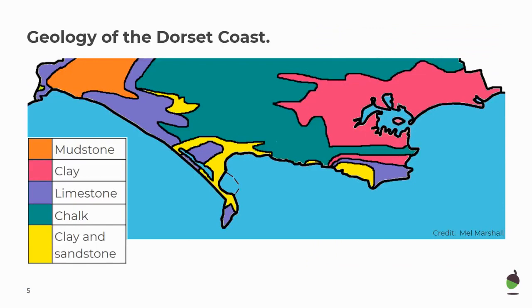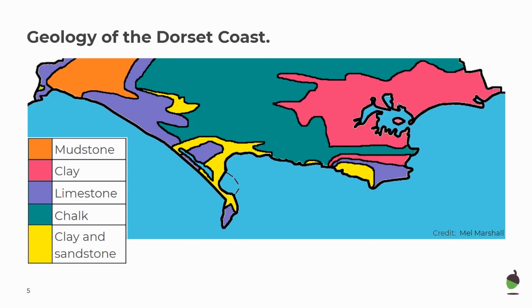Let's have a look at this geology map of the Dorset coast. So geology is the rock type, and we can see that Dorset has a range of different rocks. In orange, we have mudstone. Around Poole and Bournemouth, we've got a large area of clay. Then we've got some hard rocks. So limestone and chalk in purple and green are resistant to erosion. Finally, we have clay and sandstone in yellow.